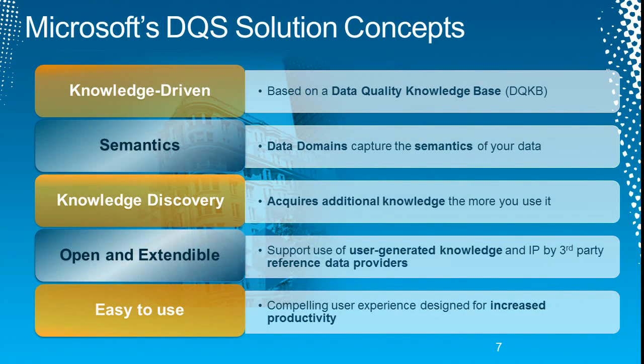So the first thing we need to mention when we talk about data quality services, or DQS, is that it is based on something that we call DQKB, a data quality knowledge base. This is, in a sense, a container that knows everything there is to know about your data. It contains data domains that capture the semantics of your data. It's not just statistic algorithms that play around with strings that are similar. It is about knowledge. So if I have a place called Tom's Restaurant and I have a place called Tom's Diner, okay, then I should know that diner and restaurant are the same thing, or potentially the same thing.